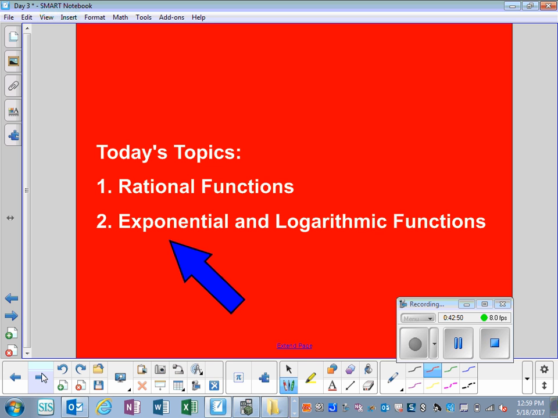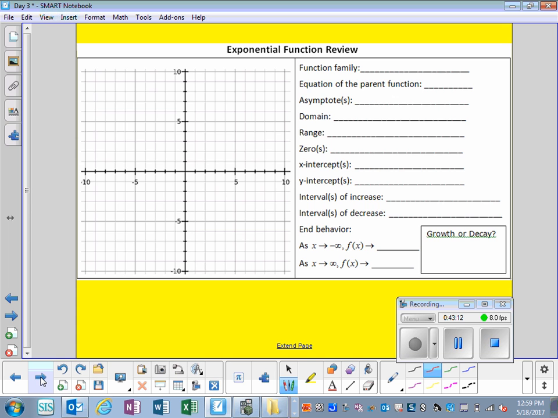Okay, now second set of the notes, exponentials and logarithms. Okay, exponential functions. The overview of the parent function. Function family, exponential. What is the parent function for exponential function? Jaden, what is the parent function?